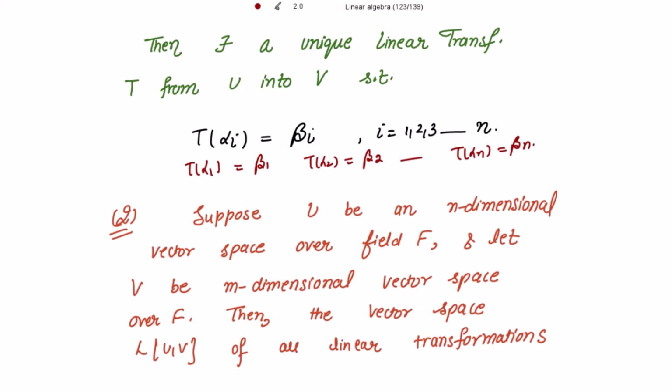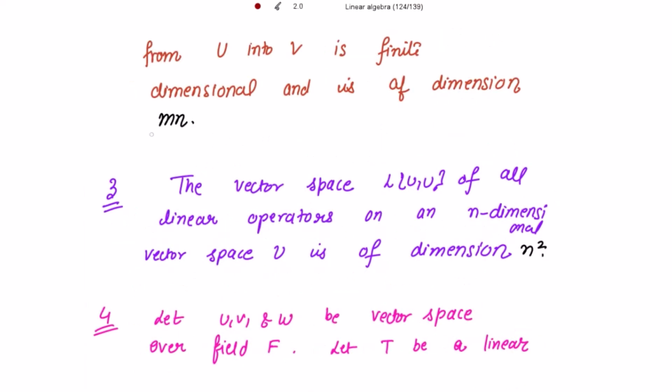Second theorem. Suppose U is an n-dimensional vector space over the field F, and let V be m-dimensional. U is n-dimensional, V is m-dimensional vector space over F. Then the vector space L(U,V) of all linear transformations from U into V is finite dimensional and is of dimension the product of m and n. Whatever the dimensions of the vector spaces, you just take the product of them.